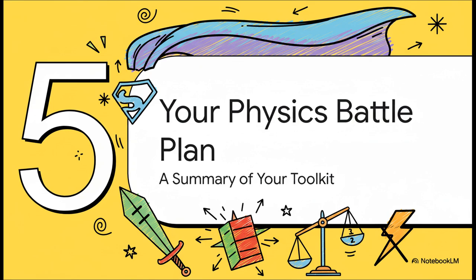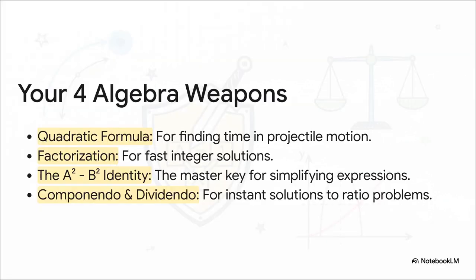Okay, we've gone through and assembled our toolkit. So let's do a quick final briefing just to lock in your new battle plan for absolutely owning NEET Physics. Here they are, your 4 essential algebra weapons. You've got the quadratic formula for finding those critical moments in time. You've got factorization for lightning-fast integer answers. You've got the a squared minus b squared identity, your master key for simplification, and of course, componendo and dividendo, your secret weapon for all those ratio problems.